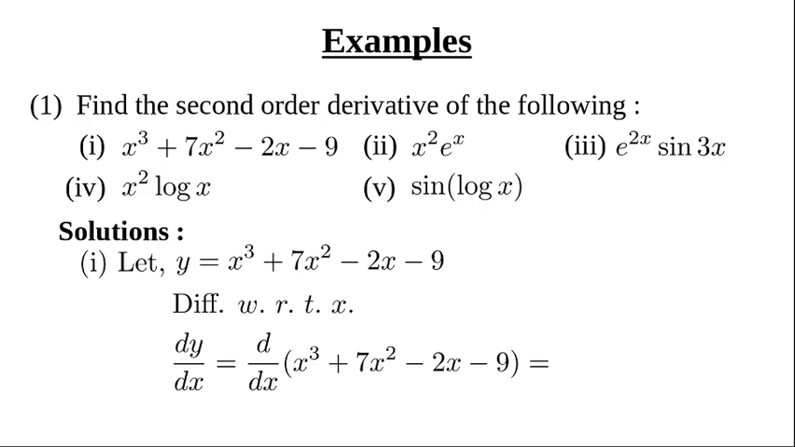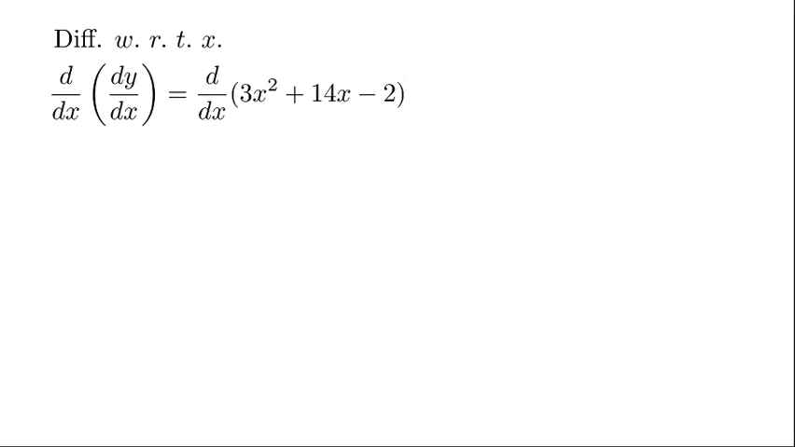So dy by dx equal to d by dx of x cube plus 7x square minus 2x minus 9, and its derivative is simply 3x square plus 14x minus 2. Differentiate this again with respect to x. So we write d by dx of dy by dx equal to d by dx of 3x square plus 14x minus 2. That is d square y by dx square equal to 6x plus 14.